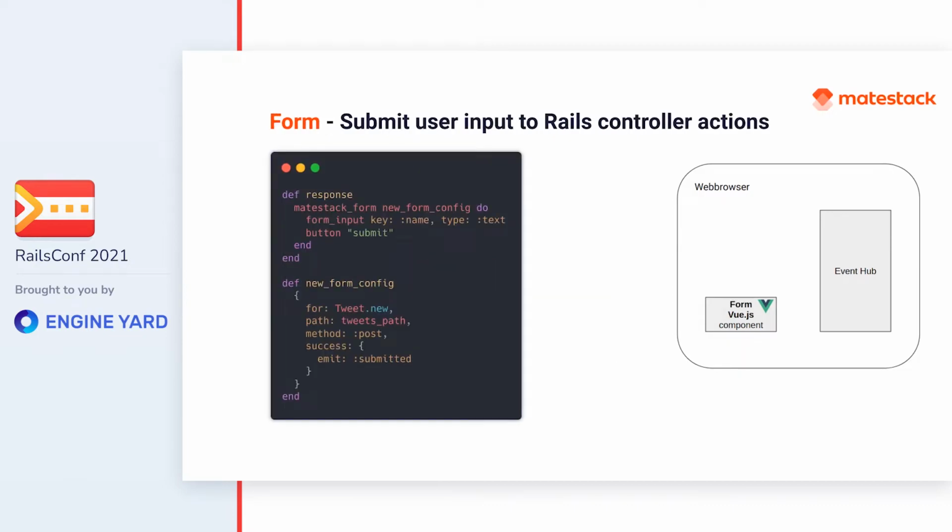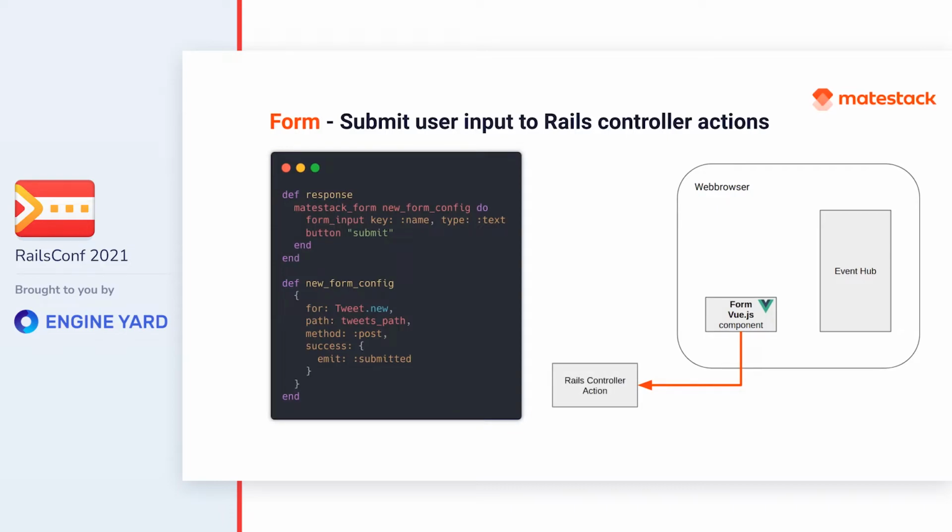Let's jump to the form component. In pure Ruby, we're calling the MateStack form component and passing in a configuration hash. This time we're using a helper method as the configuration hash is a bit longer, but we want to keep a clean UI implementation. We're telling the form component to collect user input, in this case via a text input, and when submitted, perform a background HTTP request containing this user input towards the specified Rails controller action.